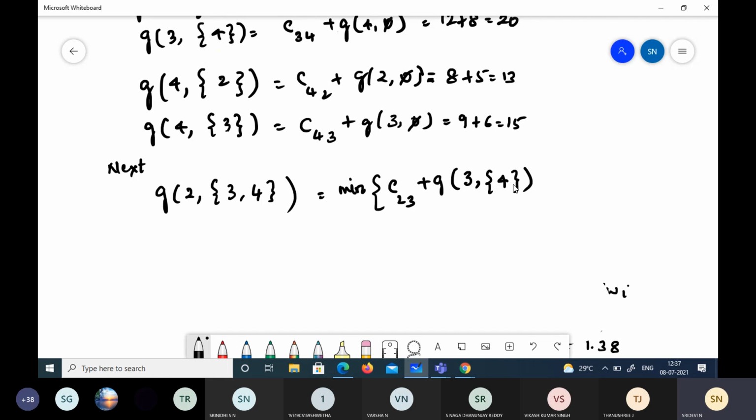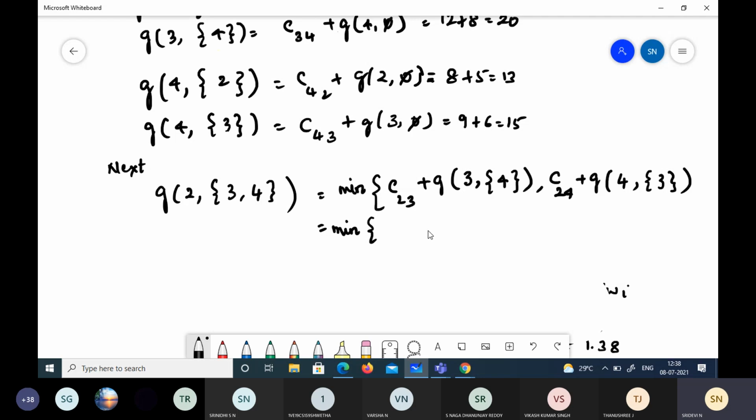Now in the same way for the next one, C of 2, 4, because we have two values in S. C of 2 4 plus G of 4, because j is 4, j comma S minus j. If you are not including 4, you will be left out with only 3. Already we have got these values from the earlier step.